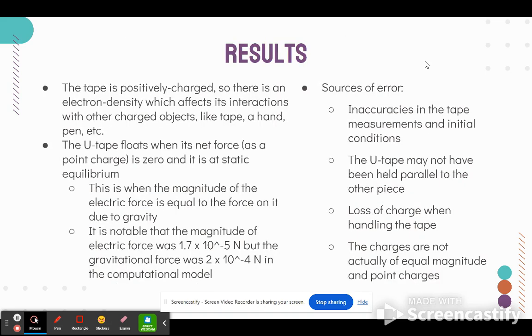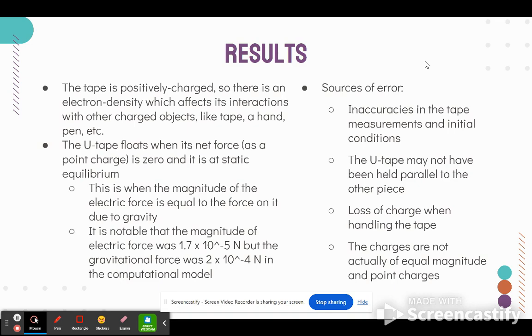So just to go over the results, the tape was positively charged, so there's an electron deficiency which affects its interactions with other charged objects like tape, a hand or a pen, etc. The U-tape floats when its net force is 0 and it is at static equilibrium. This is when the magnitude of the electric force is equal to the force on it due to gravity.